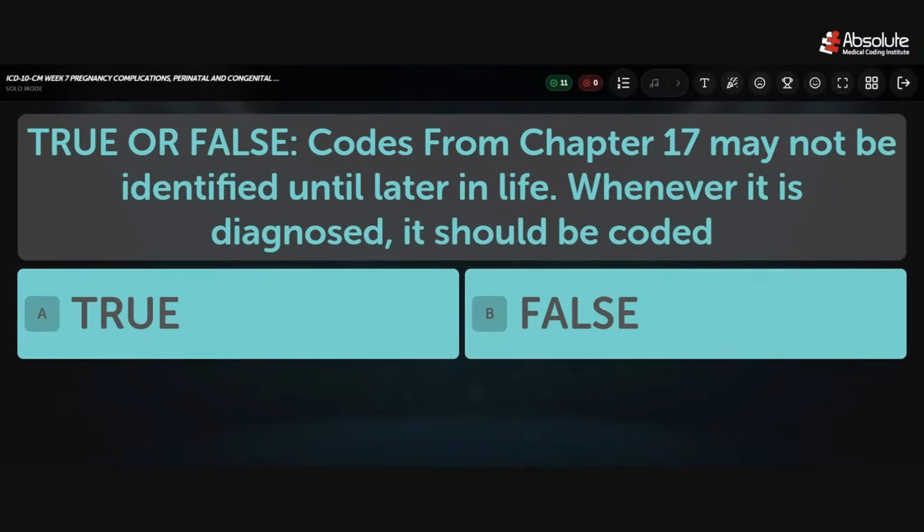question. True or false? Codes from chapter 17 may not be identified until later in life. Whenever it is diagnosed, it should be coded. So when we think of chapter 17 codes, what are we thinking about this statement? Let me know in the chat, and then we will move on to our guideline references.